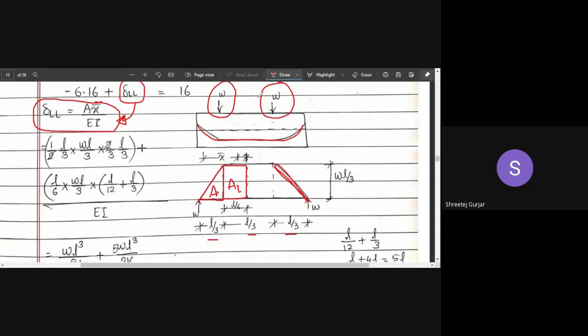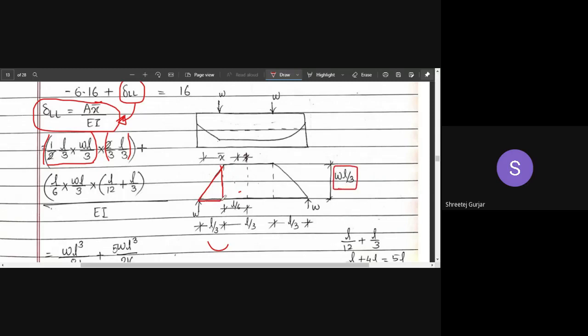So now we'll calculate using the bending moment diagram, A X bar divided by I. Now for the first triangular part, it is half base into height, right? Half base into height into X bar. Base is L by 3. Height is WL by 3.